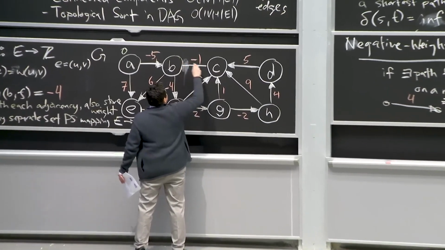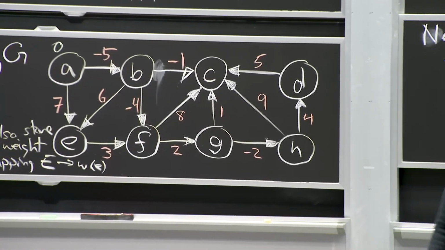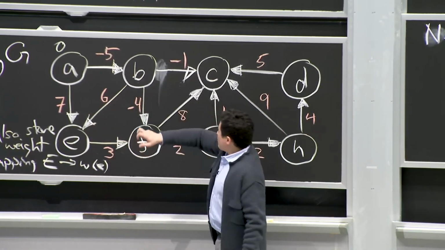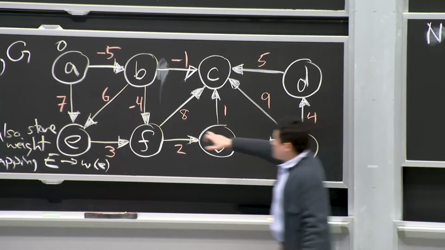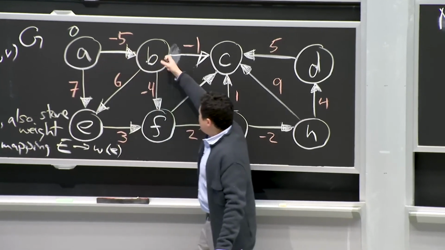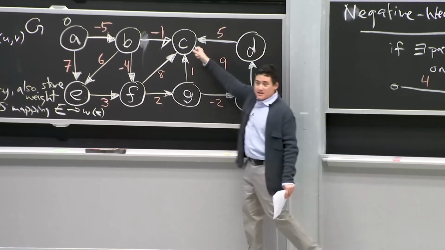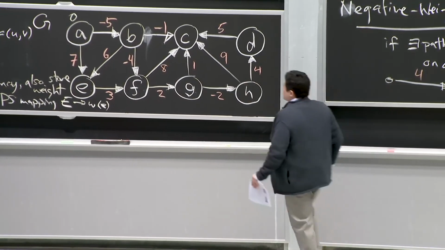I claim to you, now this is a DAG. In particular, a topological sort order is when there's a path through all the vertices, then there's a unique topological sort order: A, B, E, F, G, H, D, C. This is a topological order. You can check all the vertices, the edges.